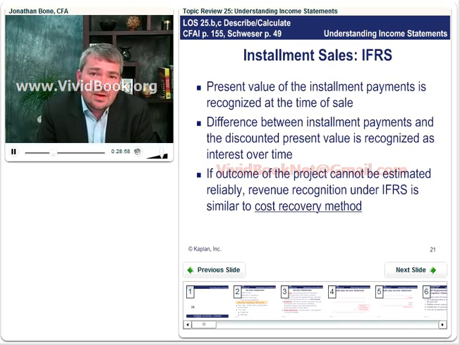Okay, notice that's used instead of the installment sales method. If the outcome of the project cannot be estimated reliably, i.e. you don't have an idea of what the total cost is at the time you enter the contract, then you use the cost recovery method under IFRS, just like you do under US GAAP.